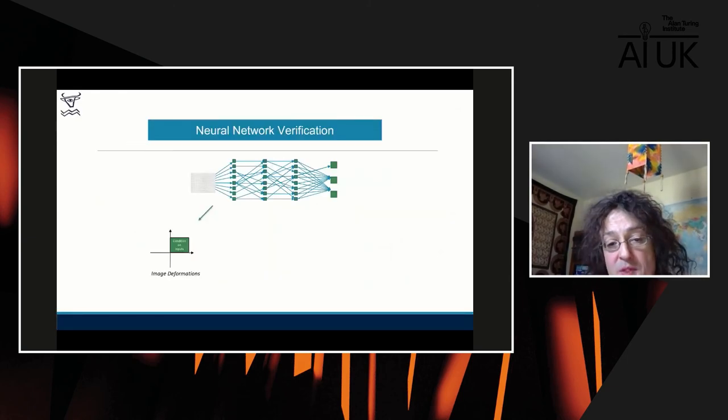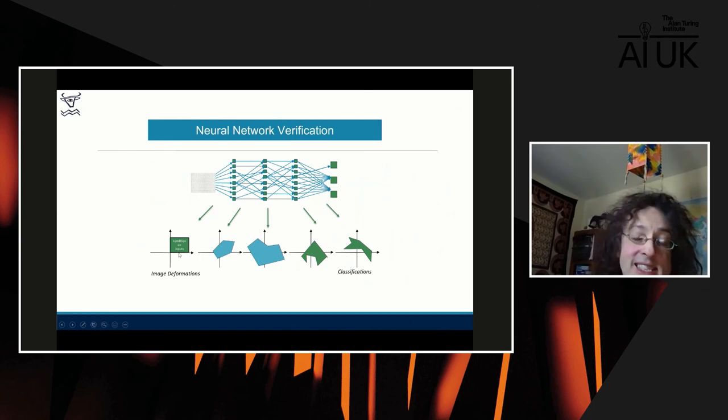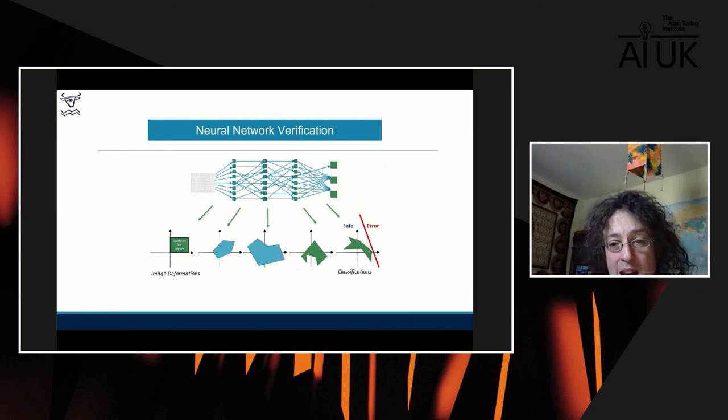Another type of approach is called network verification, which basically formulates this as an optimization problem and says, given this boundary, can I detect a counterexample? And you can formulate that as an optimization problem.